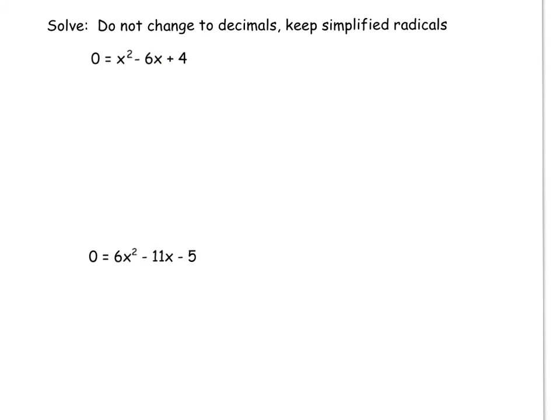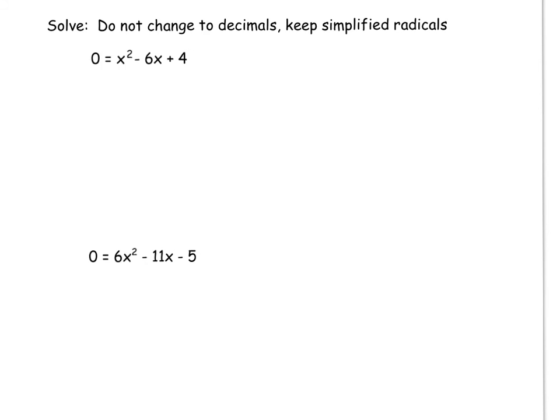If you look here at this page, do not change the decimals, keep simplified radicals. We do that because those are exact measures, and so you want to make sure that you are careful. If you round these to decimals, what you've done is given me an approximate answer, and if you then use that solution in a different situation, you're using an approximation, so you're going to have to approximate again. You're affecting the exactness of the answer.